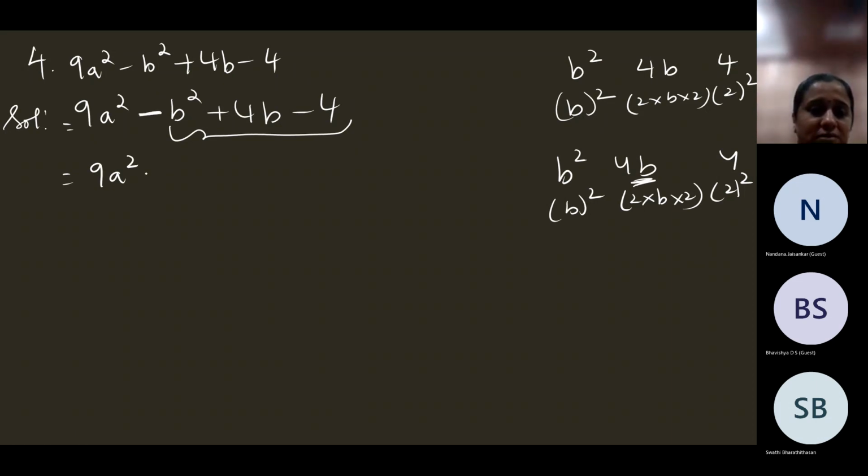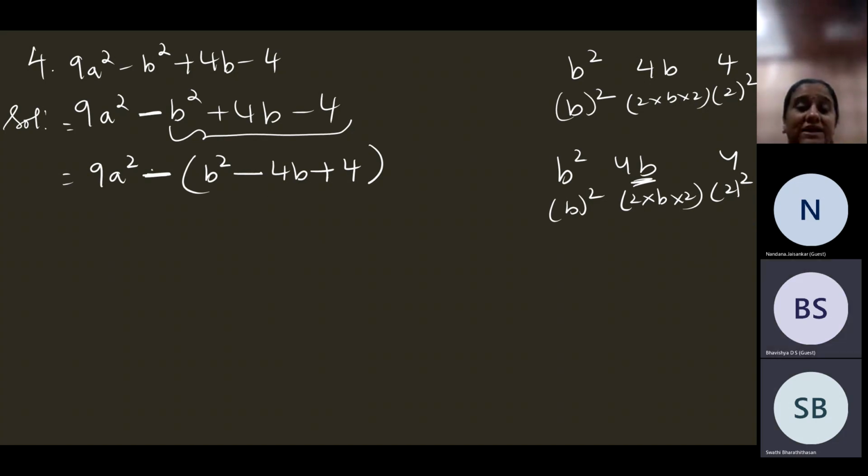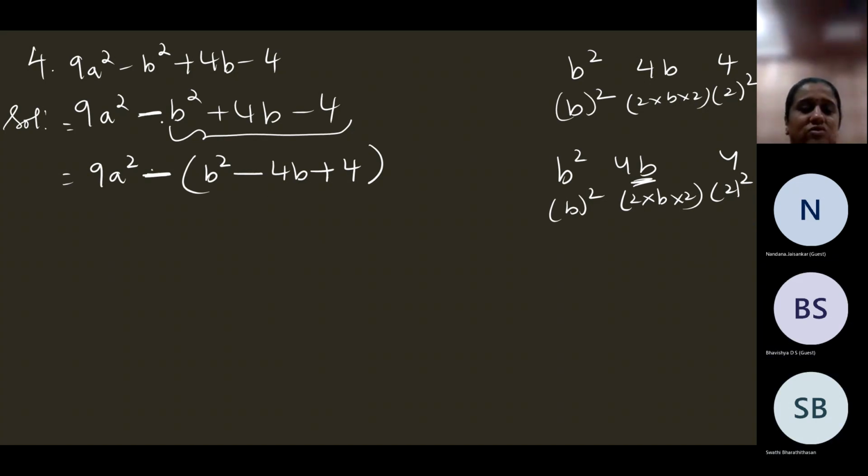So what we're going to do is, we're going to have 9a squared separately. There's a minus here. Take the same minus sign, open and close a bracket. Now minus into b square, minus b square. Minus into minus is plus 4b. Minus into plus is minus 4. Do you all understand this? Yes, ma'am. The signs will change because here there is no bracket. Here, after the minus sign, we're using a bracket. Now, when you multiply, minus into b square is minus b square. Minus into minus is plus 4b. Minus into plus is minus 4.